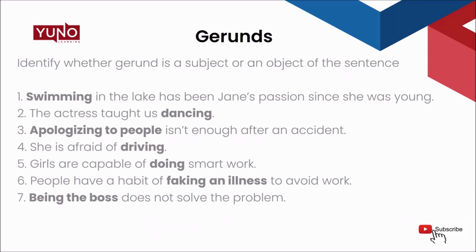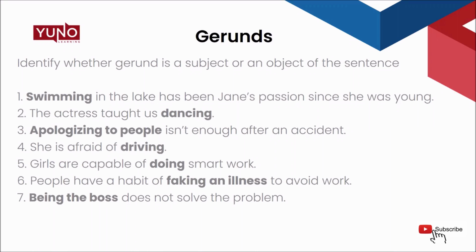Okay, now let's try to test our own understanding of gerunds. Please identify whether the gerund is a subject or an object of the sentence. Swimming in the lake has been Jane's passion since she was young. So what has been Jane's passion? It is swimming. Therefore, swimming here is the subject of the sentence and it's a gerund word.